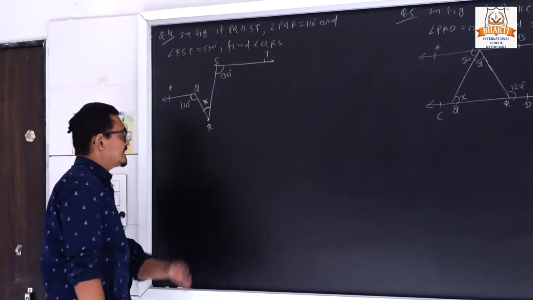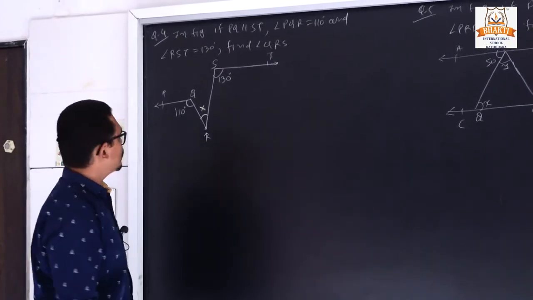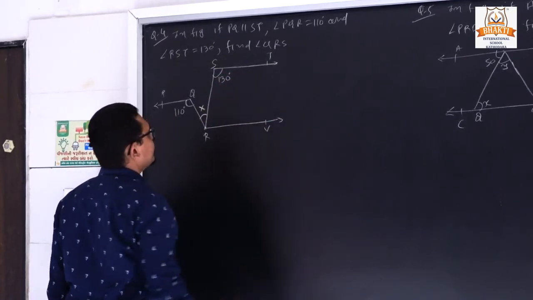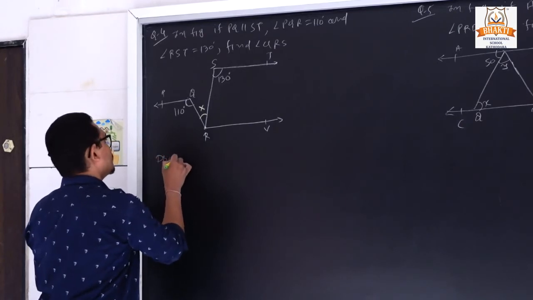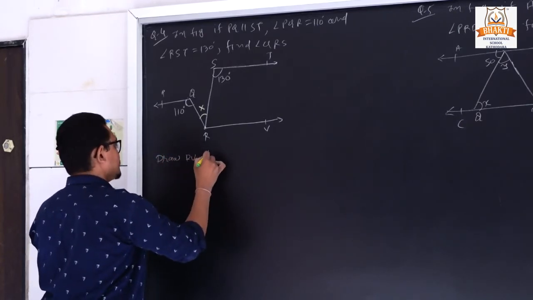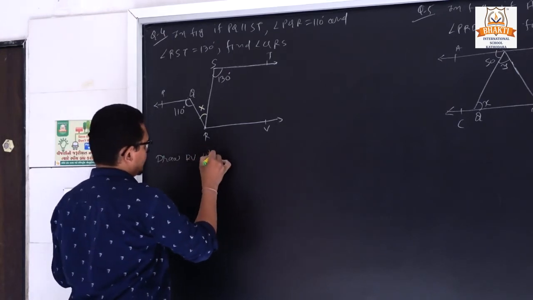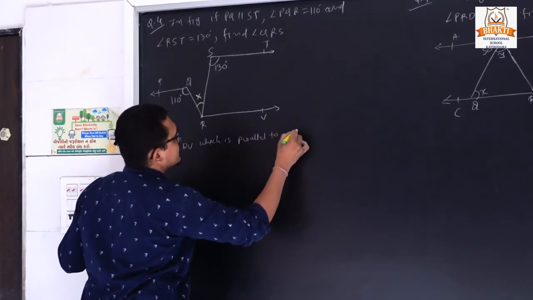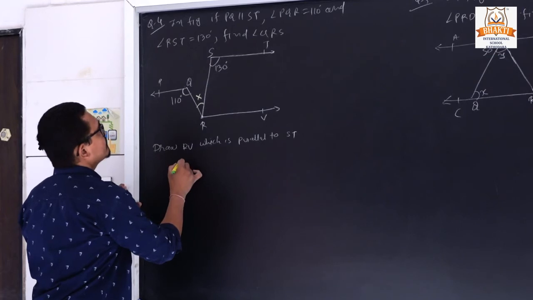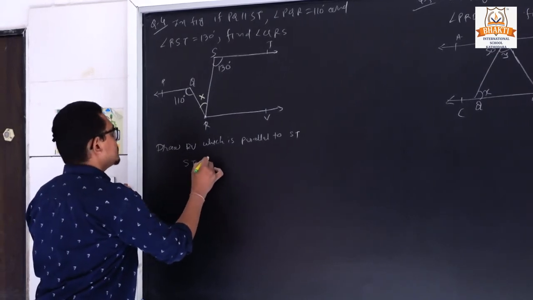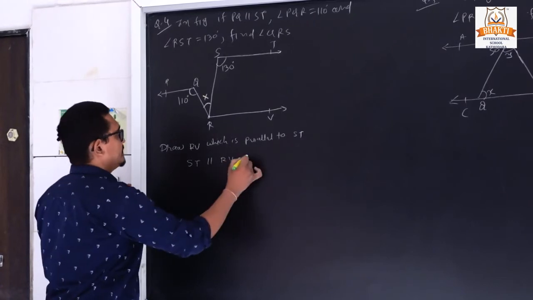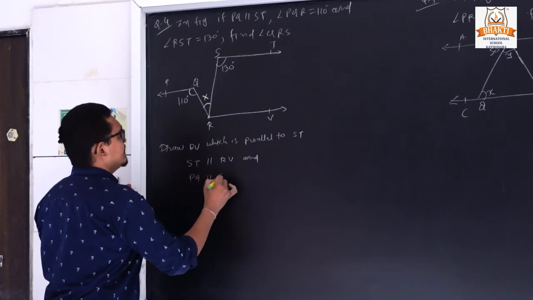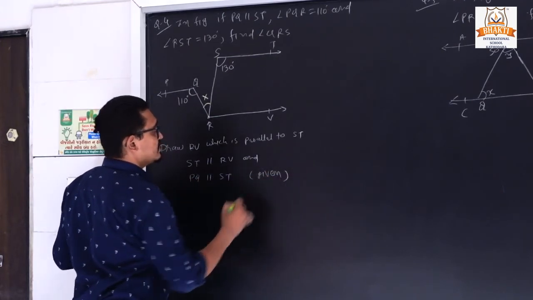First of all, they are giving us a hint in the question: draw the line parallel to ST. So we can give it the name RV. Draw RV which is parallel to ST. It means ST is parallel with RV and PQ is parallel with ST. It is given. Clear?